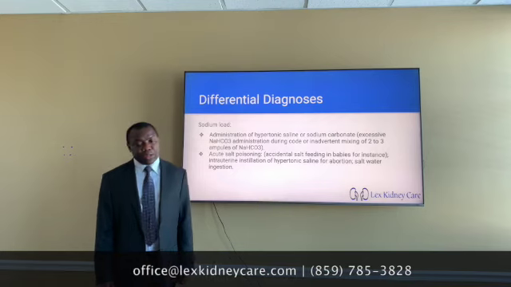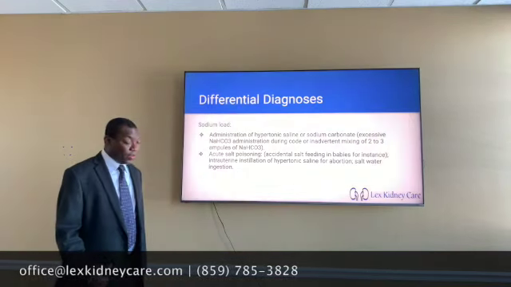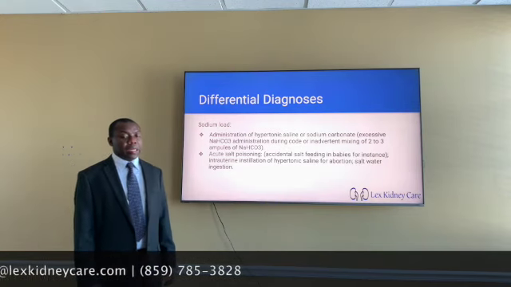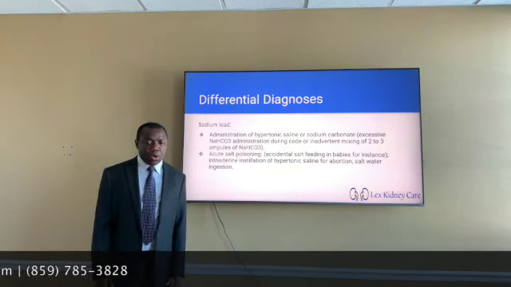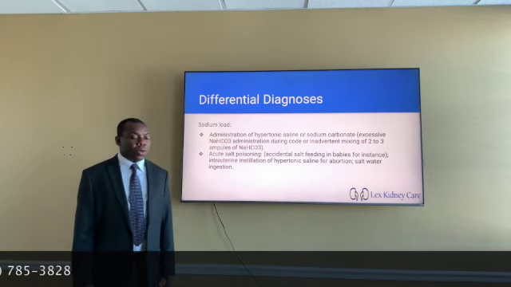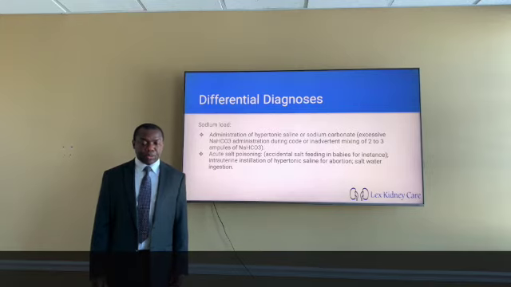Then you have acute salt poisoning. Accidental salt feeding in a baby, for instance, can be an example. And then you can have salt water injection or intrauterine instillation of hypertonic saline during things like abortion.